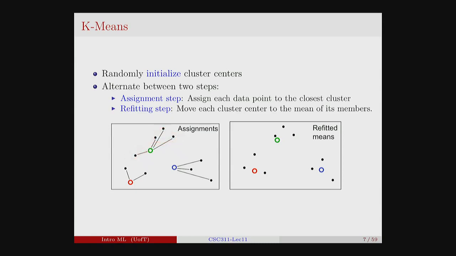So whereas my previous green point might have been somewhere here, I've now moved it after the refitting step all the way here. Similarly, my red point might have been somewhere here. After the refitting step, it gets moved up here. And the same happens to the blue point. So any questions about what's going on visually in this slide in terms of what these 2 steps are actually doing?